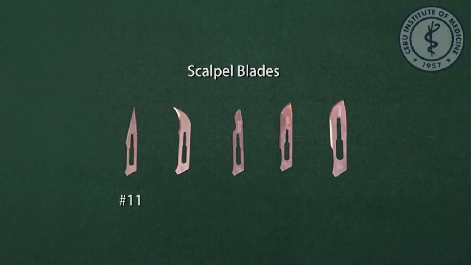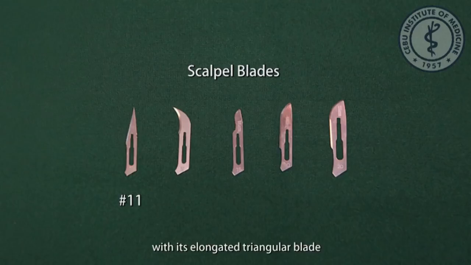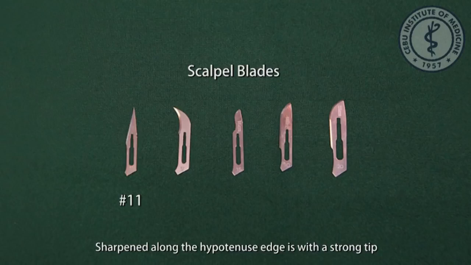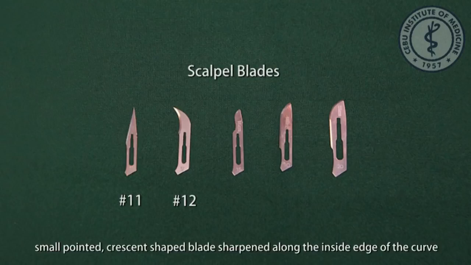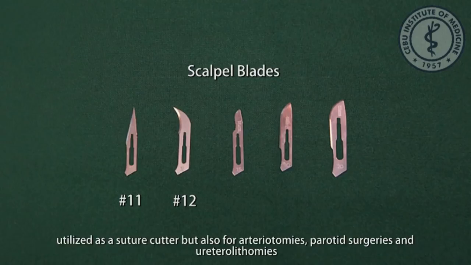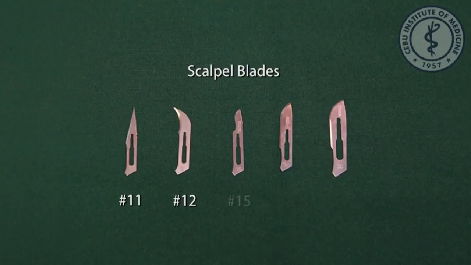Blade number 11, also known as the stab knife, with its elongated triangular blade sharpened along the hypotenuse edge, with a strong pointed tip. Blade number 12, a small, pointed, crescent-shaped blade sharpened along the inside edge of the curve, utilized as a suture cutter but also for arteriotomies, parotid surgeries, and uterolipotomies.